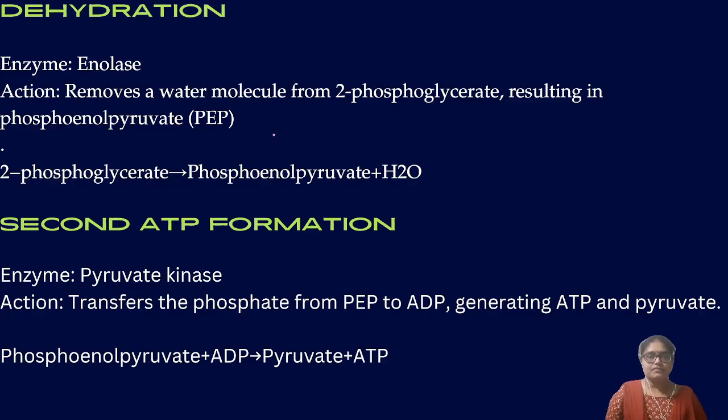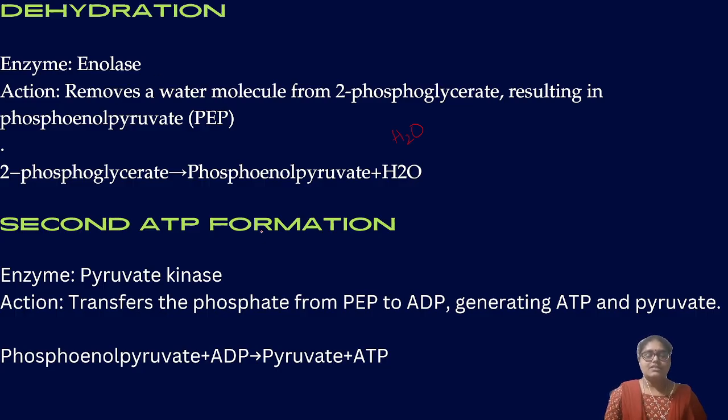Dehydration. Removal of water molecule. It removes a water molecule from 2-phosphoglycerate, resulting in formation of phosphoenol pyruvate. Removal of water molecule is known as dehydration. It occurs in the presence of the enzyme enolase.